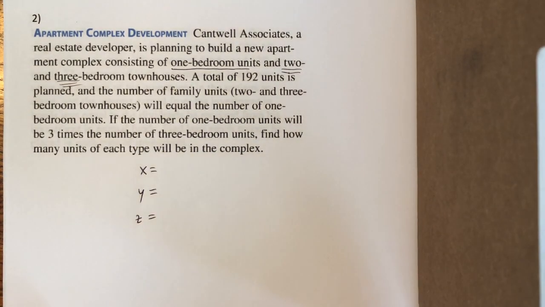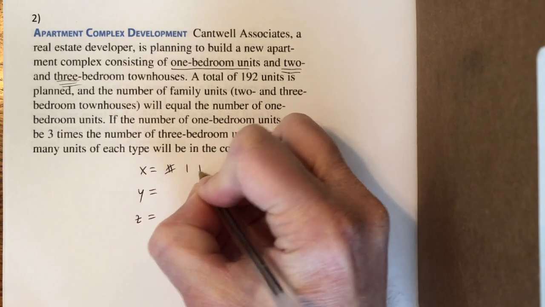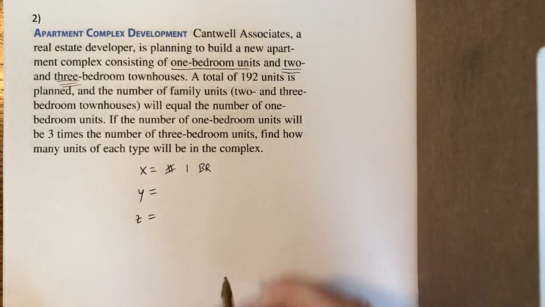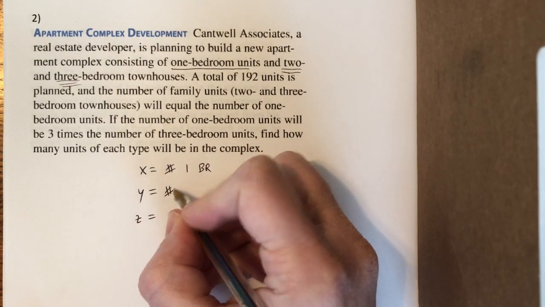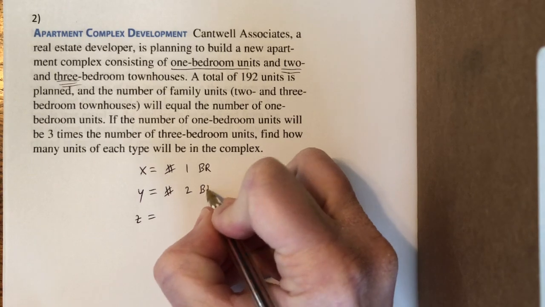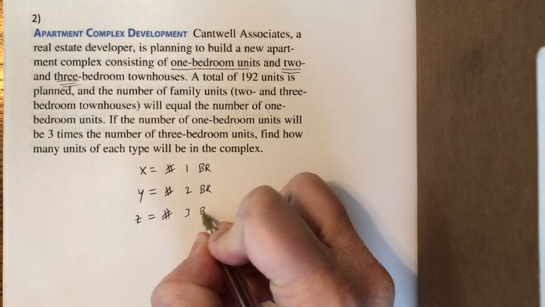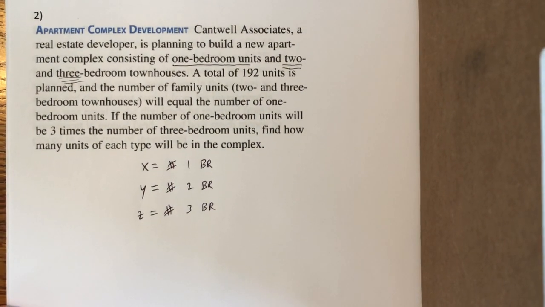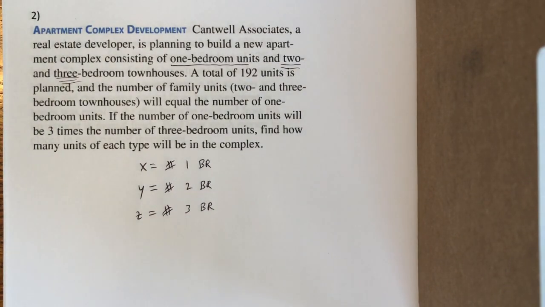And so X in this case is going to be the number of 1 bedroom units, apartments, townhouses, whatever. And Y will be equal to the number of 2 bedroom. And Z will be equal to the number of 3 bedroom units. So again, after we've defined our variables, we're going to now come up with the system of linear equations. So what do we know?